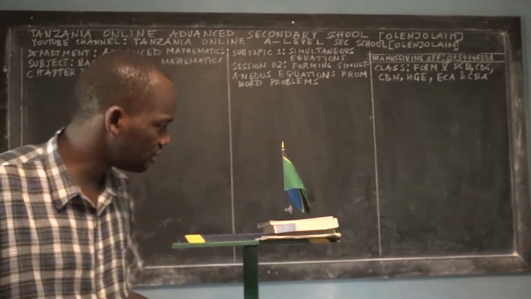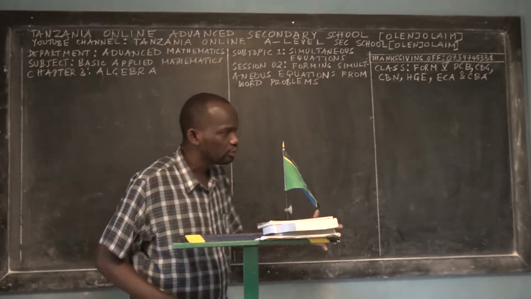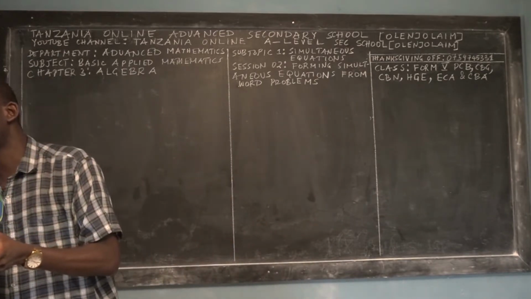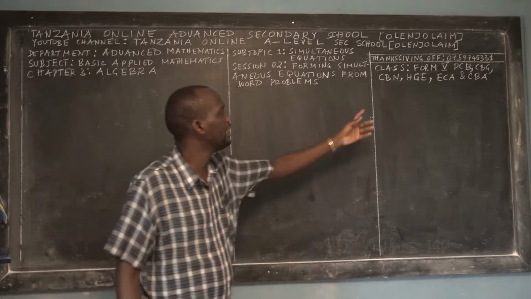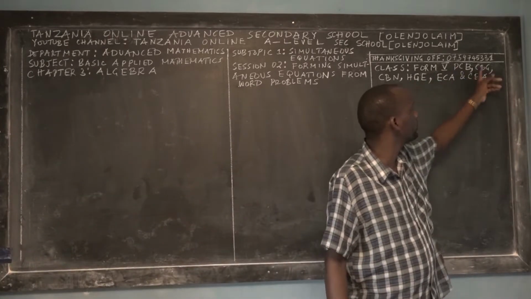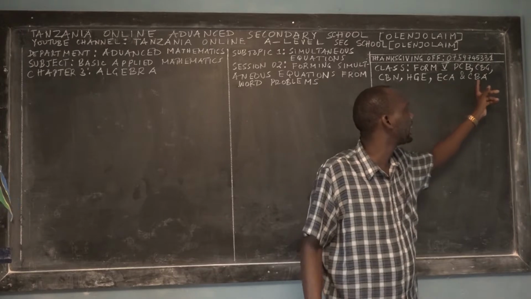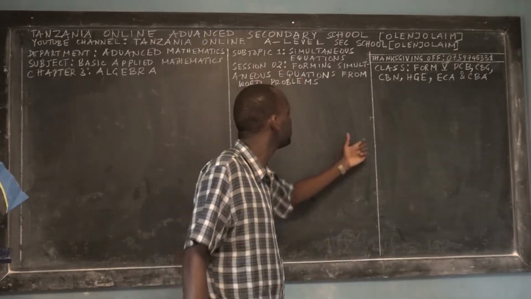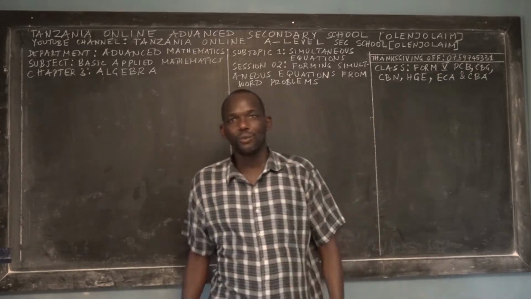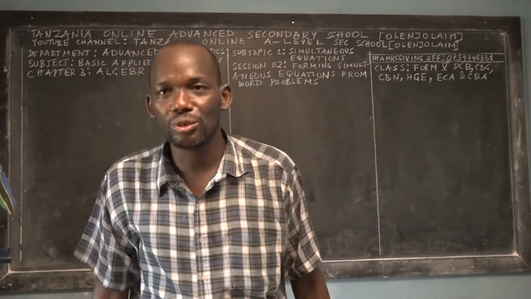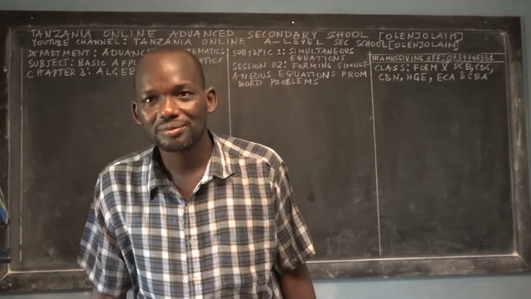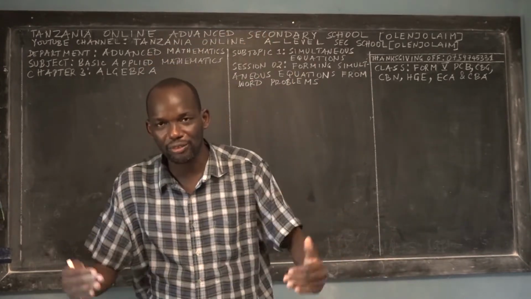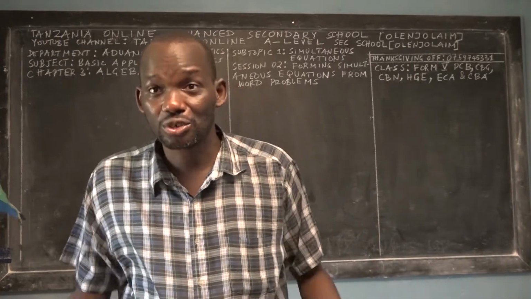I would like to insist that possibly you are Form 5 students or Pre-Form 5 students. This content is for the Pre-Form 5 students who wish to study any of these 6 combinations: PCB, CBG, CBN, HGE, ECA, and CBA. Because you wish to study one of these combinations, what I am teaching you is what you are going to learn in the formal school. It doesn't mean you should not go to school, but these contents are for both private and school candidates.